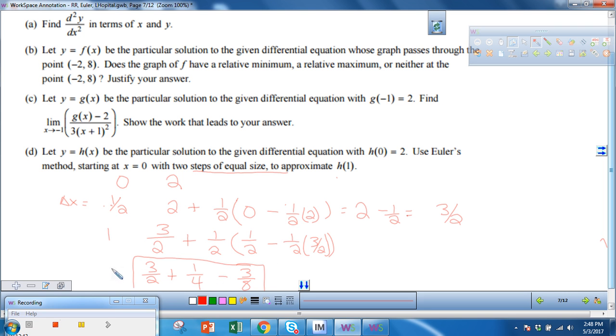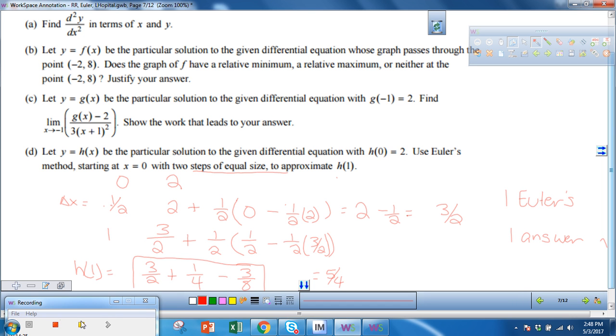That's the approximation of y of 1, or h of 1, sorry. That's the approximation of h of 1. I would stop there. I would not try to simplify that. Okay? But if you did simplify it, I think the answer was 5/4. So this was worth 2 points. 1 for using Euler's method, and 1 for the answer, or for the approximation. That was worth 2 points.